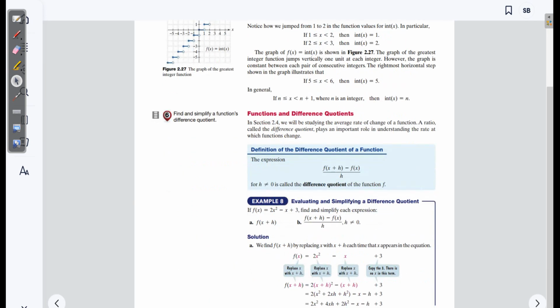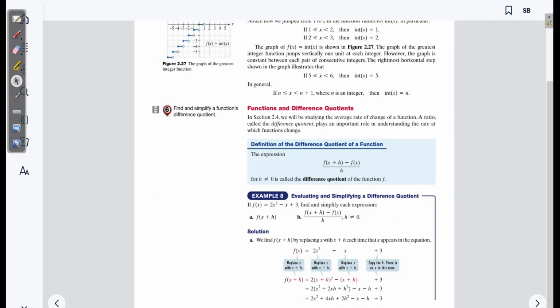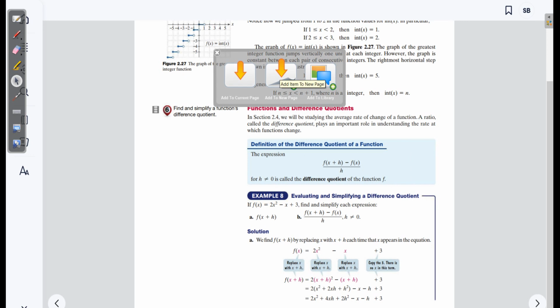All right. Lastly, we're going to talk about the difference quotient. Now, the difference quotient, we use it a lot when we talk about rates of change. Up until now, a lot of our equations have been linear equations. Linear equations are pretty easy to see the rate of change because, well, it's one thing. It just moves, right? The slope.